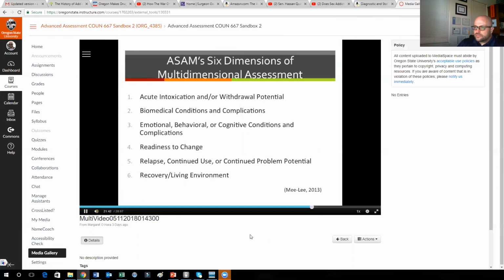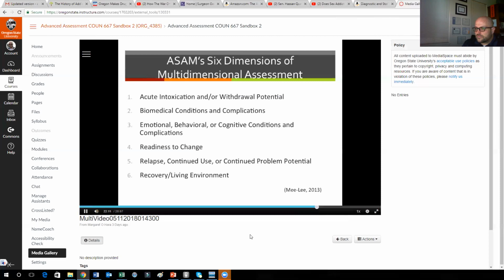Each of these is assessed according to level of impairment. These include acute intoxication and withdrawal potential. The second is biomedical conditions and complications. Then we look at emotional, behavioral, or cognitive conditions and complications, the client's readiness to change, relapse, continued use, or continued problem potential, and then finally we assess the recovery, the living environment.